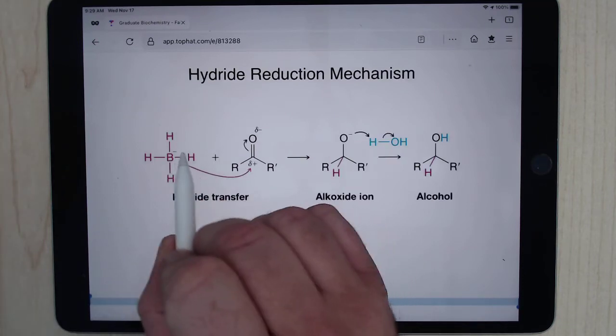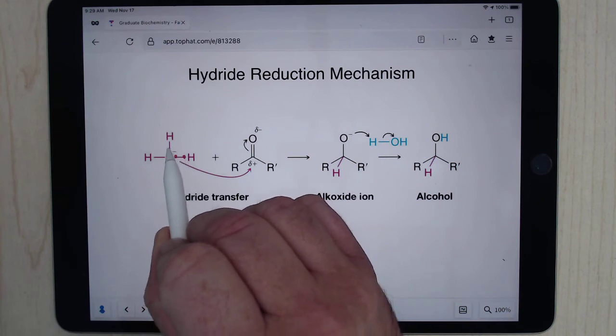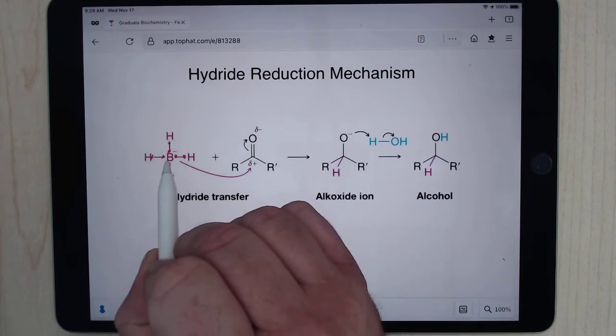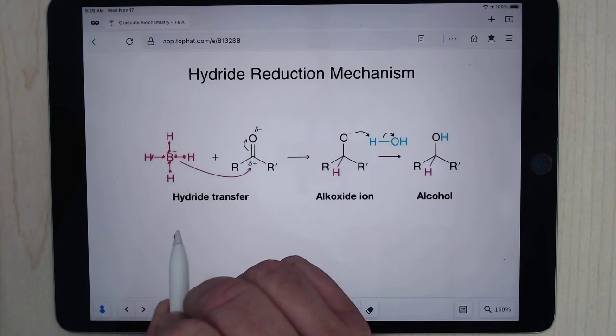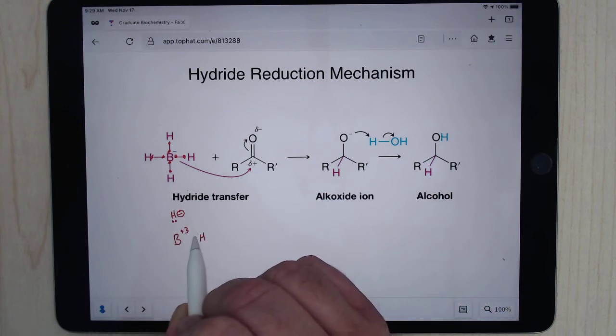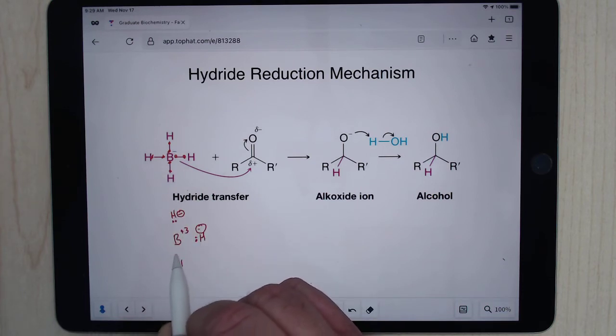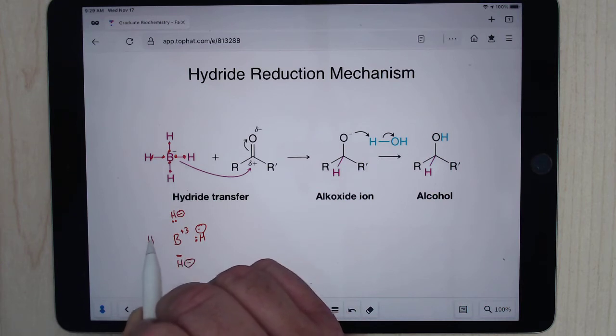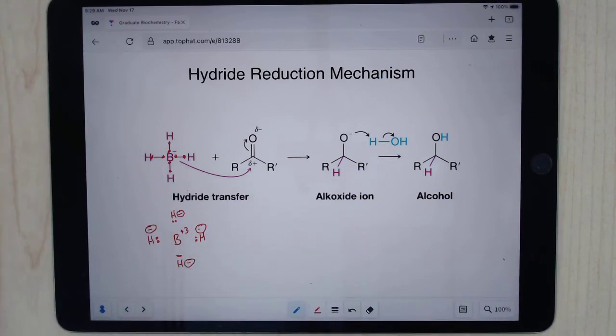Now, to say again, you can kind of think of these as basically being this, and then each one of these BH3s essentially has four hydrides that it can use to do a reduction. So if you put one molecule of this and one molecule of this, you will still have 3 hydrides left after this reaction to be able to react. So this can react with actually 4 of these in theory.